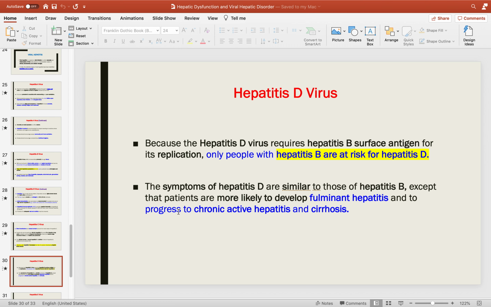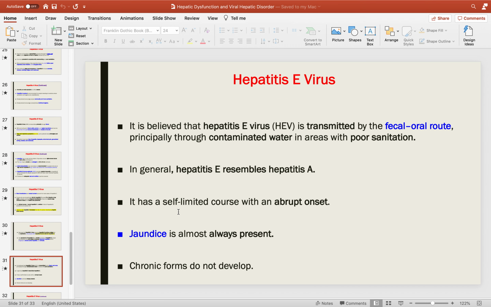The symptoms of hepatitis D are similar to those of hepatitis B, but you should know that a patient who develops hepatitis D is more prone to develop active hepatitis and liver cirrhosis. Normally, a patient with hepatitis B will not have any symptoms, but patients with hepatitis C and hepatitis D have more symptoms. And the other type of hepatitis is hepatitis E.